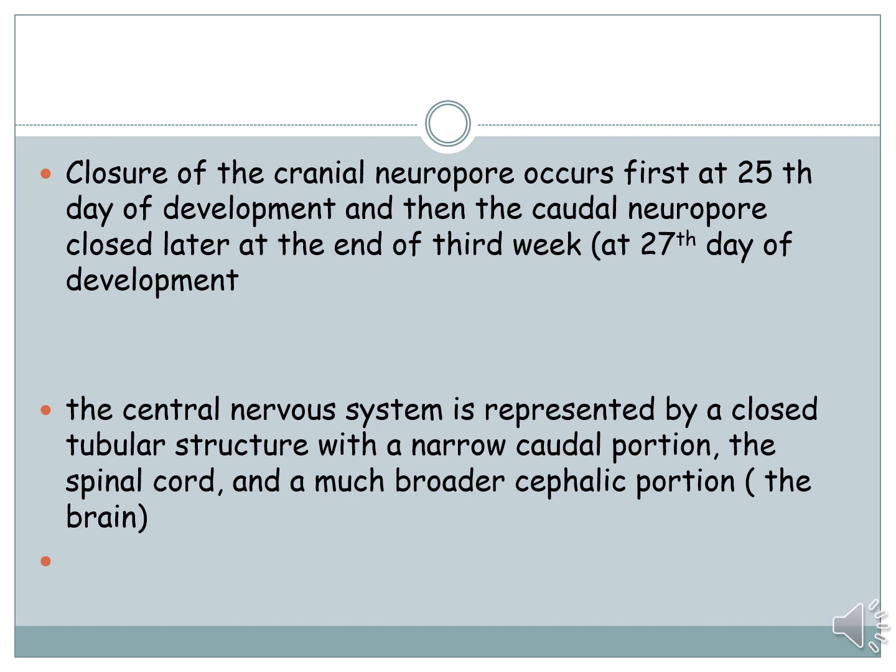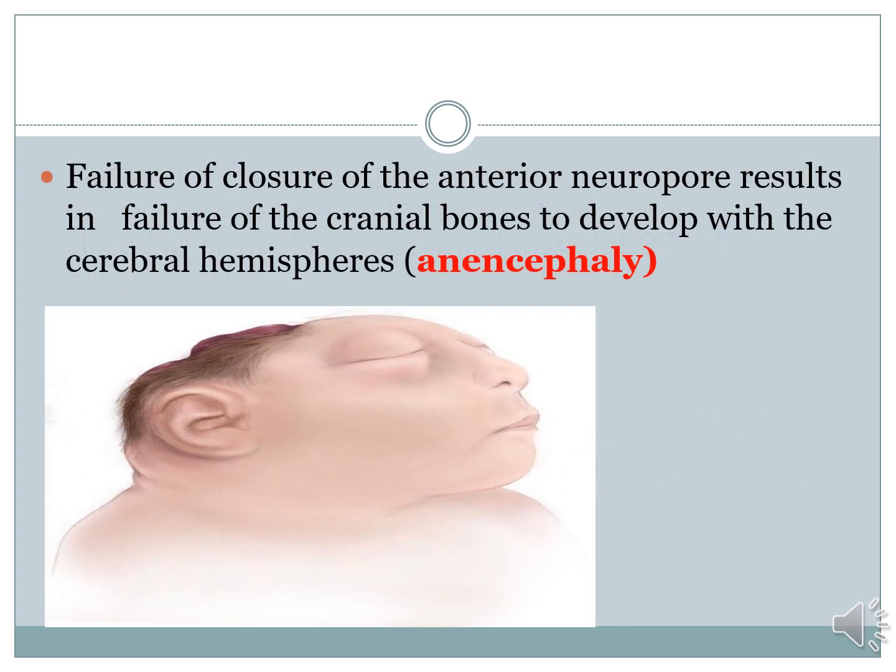So as we said before, this rod will have an expanded anterior part, the brain, and a narrow rod-like structure posteriorly, that is the spinal cord, the typical appearance of the central nervous system in the human body. The anterior neuropore is important.